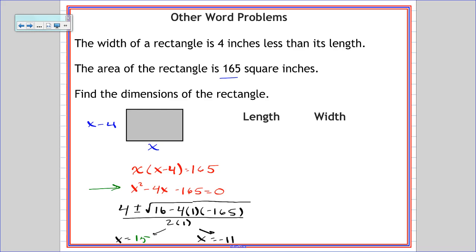For the same reason as before, we're going to throw out that negative 11 answer because it doesn't make sense in the context of the problem to have a negative side length. So my two dimensions are 15 and 11. And when I multiply those together, I get 165.